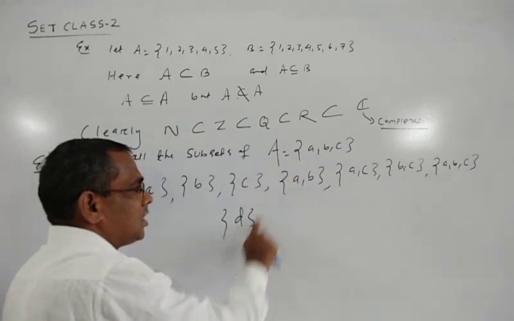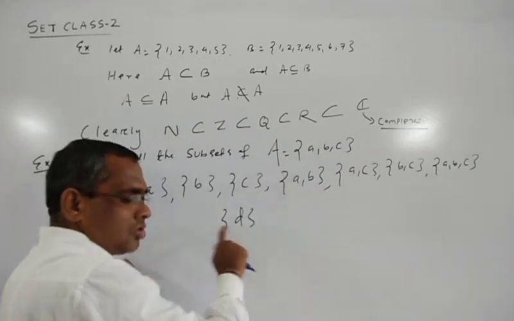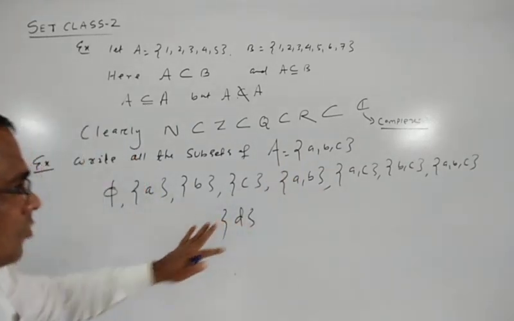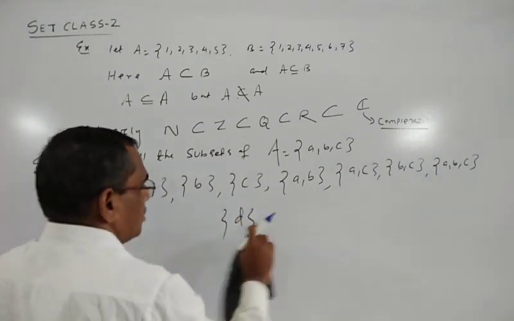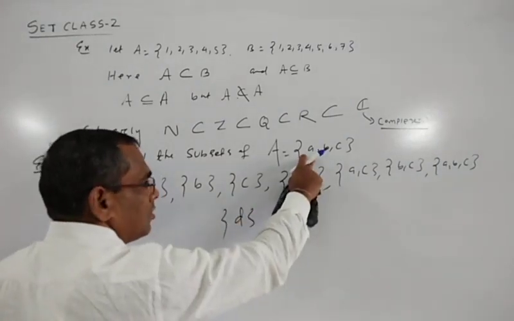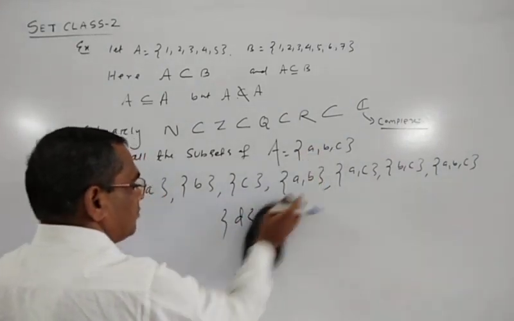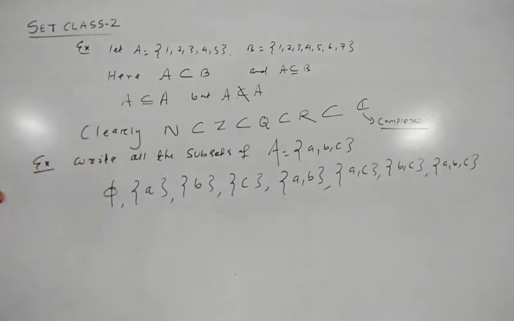So this set is not a subset of A, because A does not contain the element D. Okay. So there are 8 subsets. Answer.